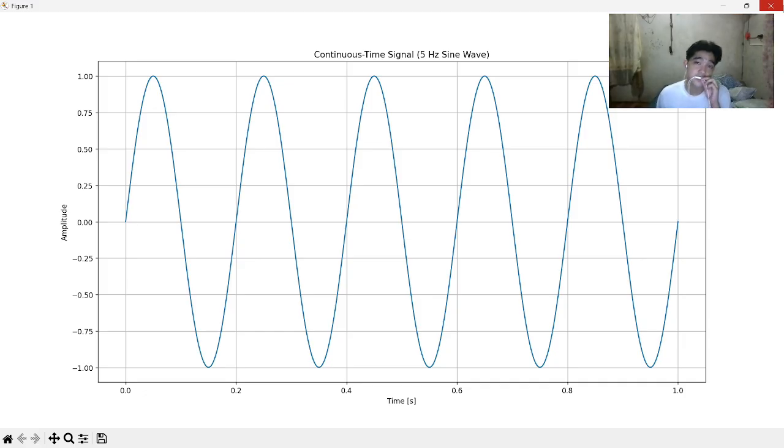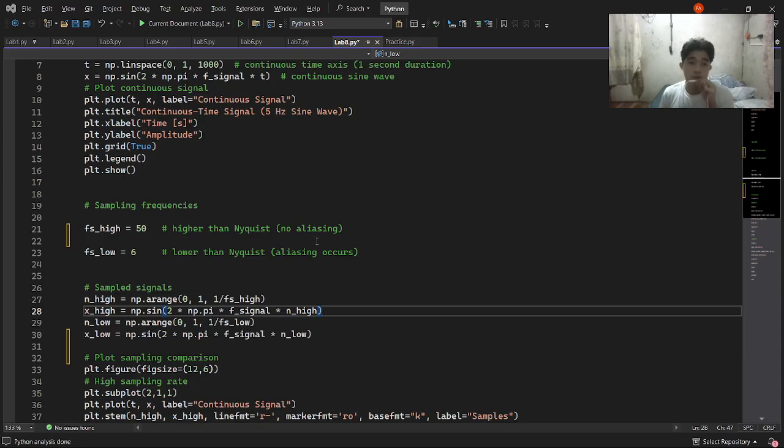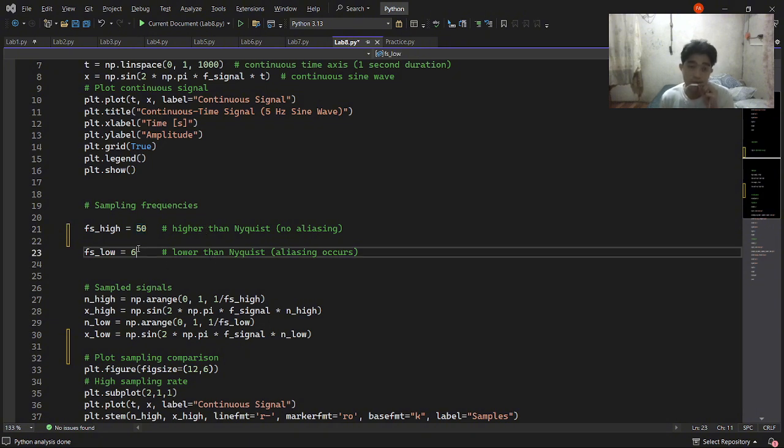So now let's try to sample it at two different rates. Here we have two different sampling frequencies. The first one, Fs high, represents the frequency which is higher than the Nyquist rate. Here we have the frequency of 50 Hz. And for the second one, we have Fs low, or the frequency which is lower than the Nyquist rate. Here we have the frequency of 6 Hz.